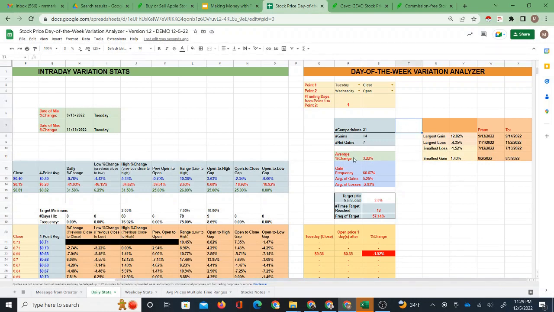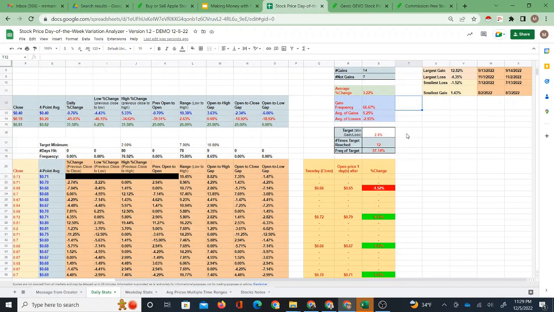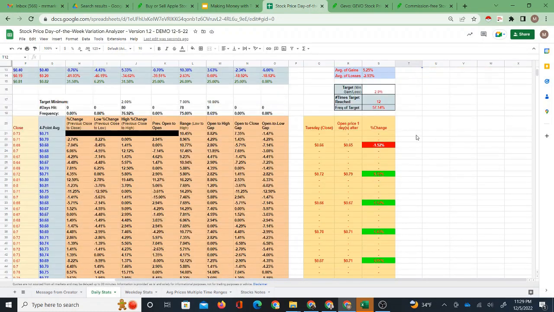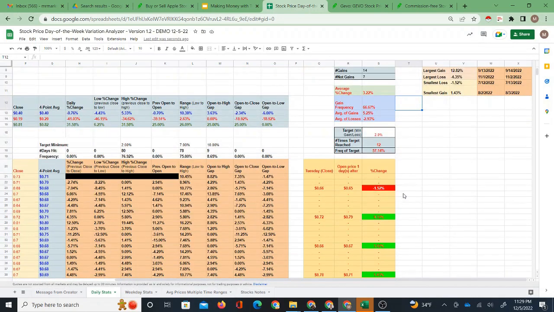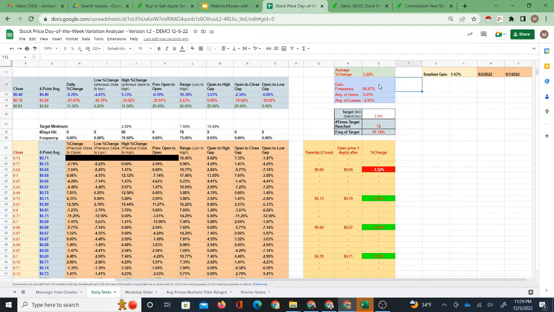And more recently, I see that this average has gotten even larger. So the average has gotten larger with time. For the past 100 trading days, we have a 3.22% change between these 2 points. And then the frequency, how often it gained, is 67% of the time. Because I look at this kind of data a lot every day, I know that's actually a large percentage for a gain between 2 points that are close together, such as Tuesday's close and Wednesday's open.